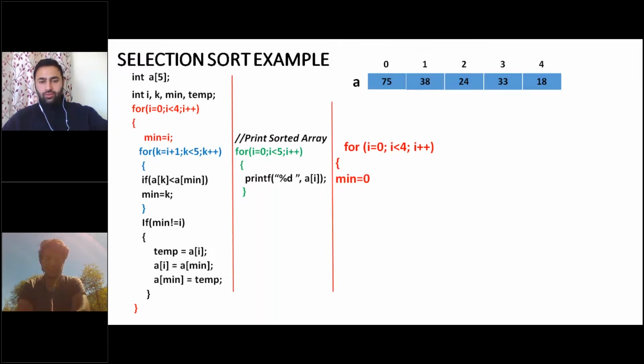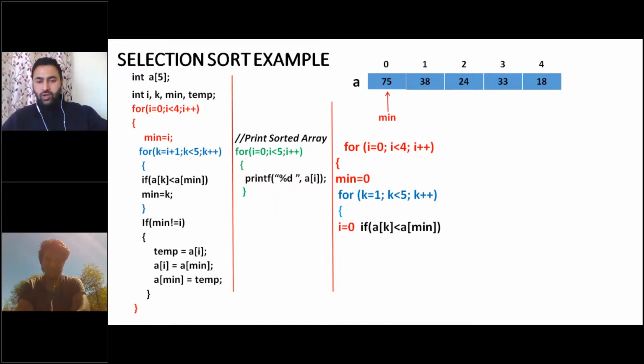Okay, so value of minimum will be set to 0th. C minimum is pointing to 0th location. Now inner loop will start and it will start for I plus 1. So what is I? 0, and 0 plus 1 is 1. So it will start from k equal to 1 to k less than 5.